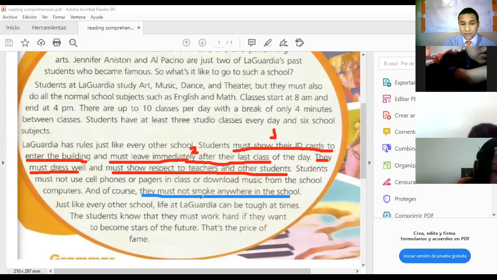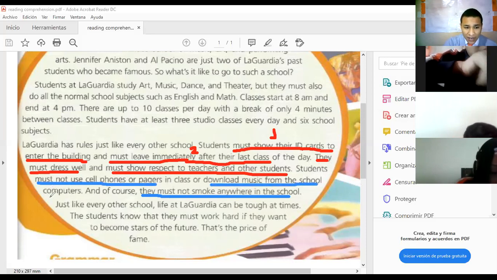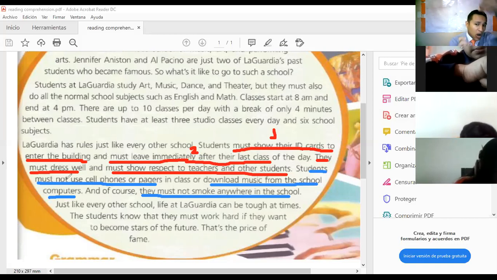Students must not use cell phones or download music on the school computers. Excellent, thank you. Must not use cell phone, for Twitter, for TikTok, or download music. Guys, this is a famous word. What is the meaning of download? Download music: descargar, descargando. Very similar. They must not use cell phones, must not download music, or must not smoke.